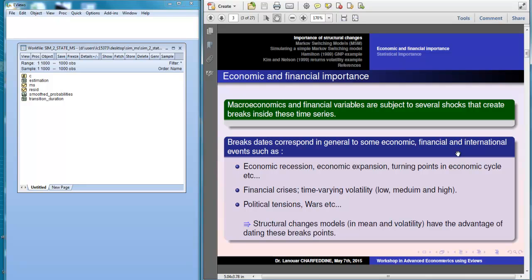We can also use breaks for time varying volatility, which means that we can model, for example, returns using a Markov switching model with a switch only in the variance: sigma 1, sigma 2, sigma 3. In this case, for example, sigma 1 corresponds to low, sigma 2 to medium, and sigma 3 to high volatility, with sigma 1 lower than sigma 2 and sigma 2 lower than sigma 3. Also, the break date can correspond to political tensions, wars, etc.